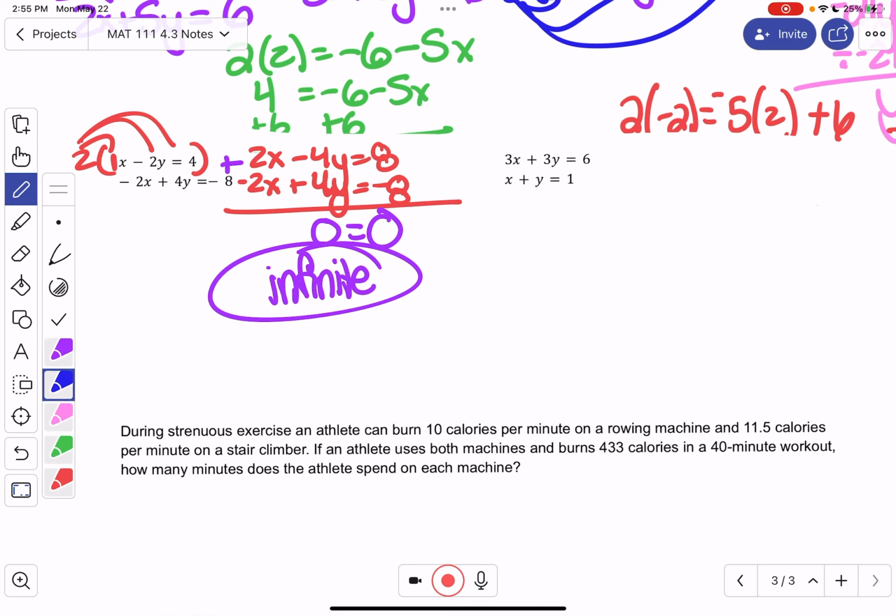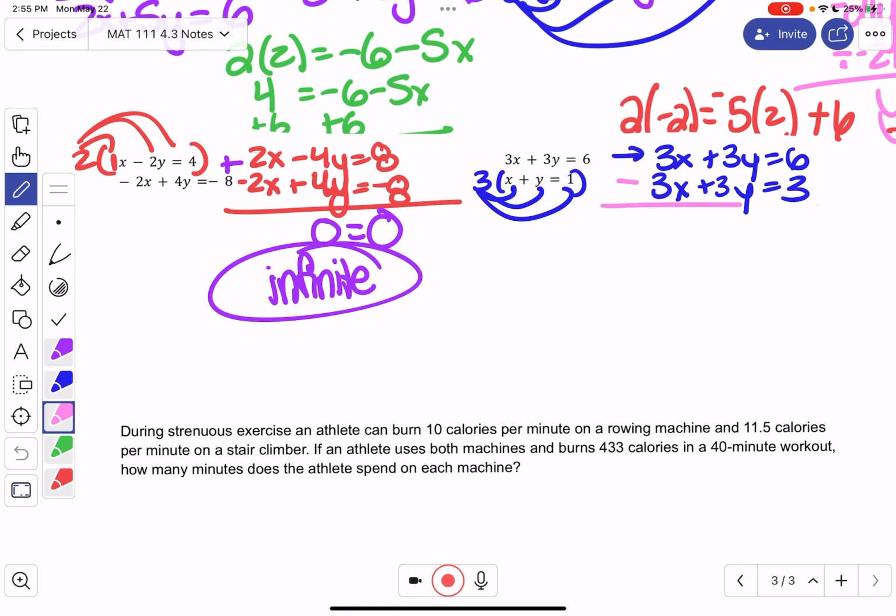Now let's do the other one. This time we're going to multiply the bottom by 3. So the top we just slide over. 3x plus 3y equals 6. The bottom we multiply. 3x plus 3y equals 3.